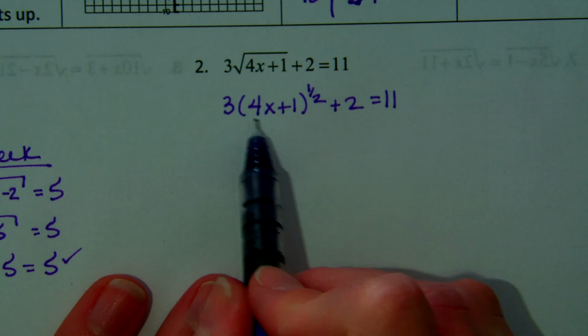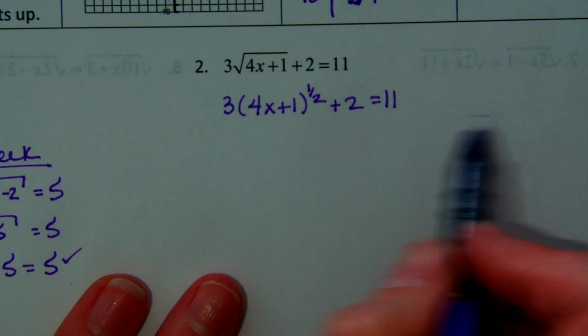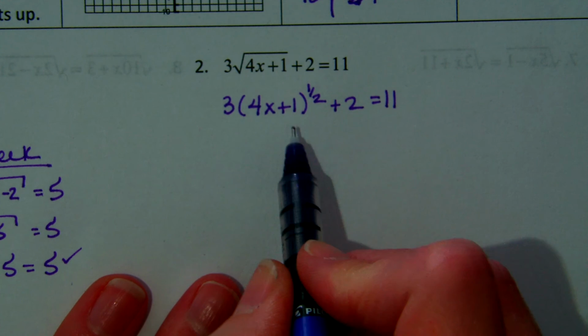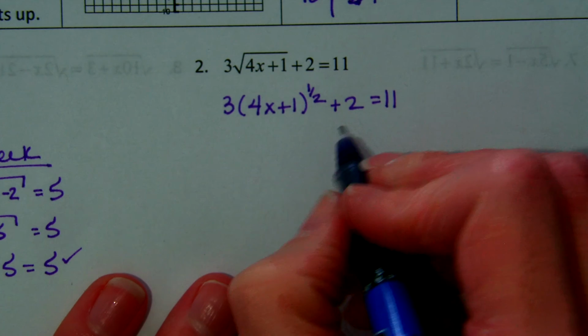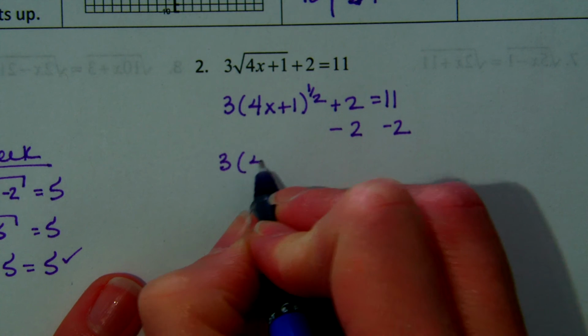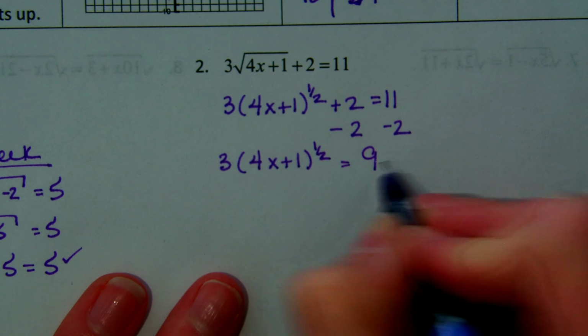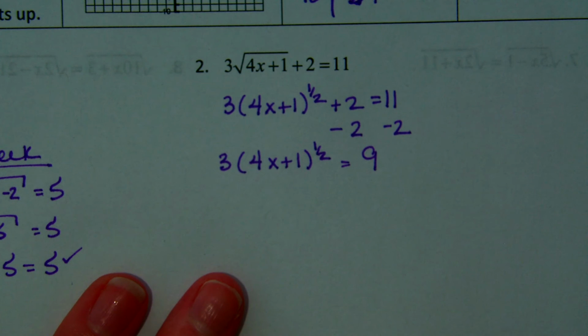And what that means is that I've got to solve for this parenthesis set. I can't just square both sides. I've got to solve for the parenthesis set. First thing I'm going to do is move the 2, and you have to move the 2 first. So this is 3, and then (4x + 1)^(1/2) is equal to 9.